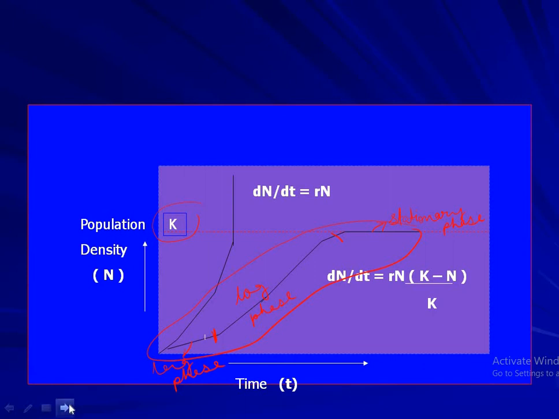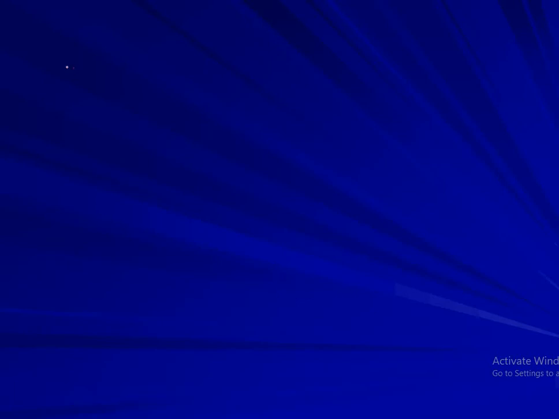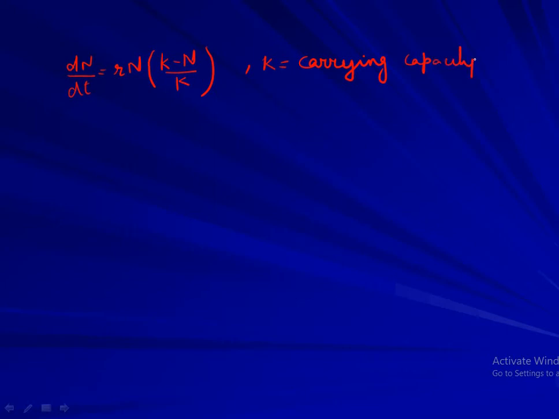So, the logistic growth can be denoted as dN by dt is equal to rN into (K minus N) upon K, where K is the carrying capacity. Based on this equation, the curve which is obtained is the sigmoid curve.